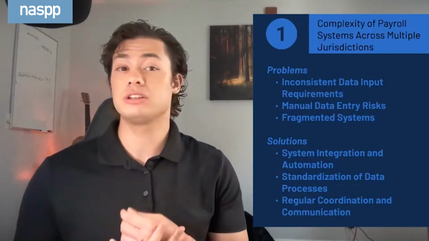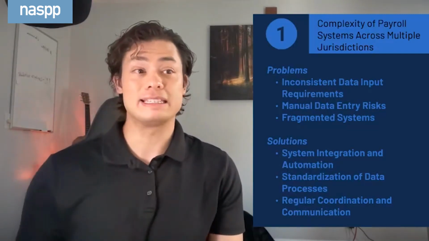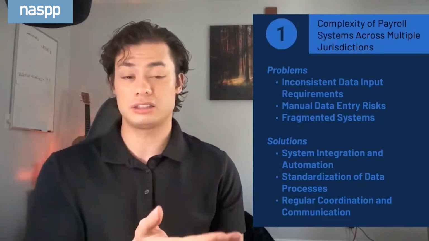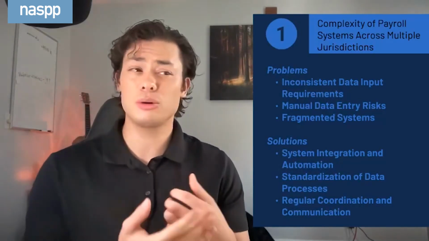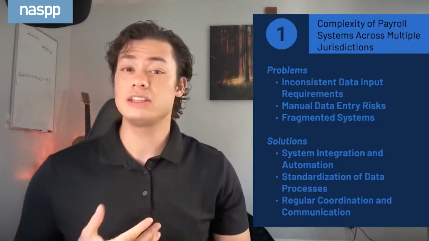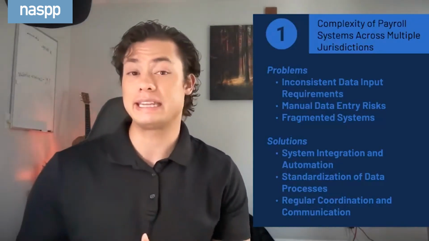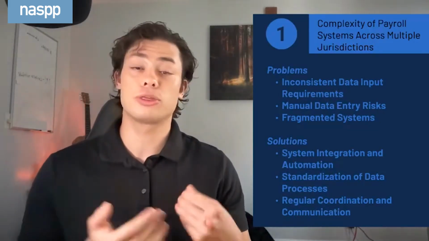But a way that companies can solve this are listed here below. So the first is system integration and automation. So how this helps with inconsistent data input requirements is if it's possible for you to implement tools that help consolidate data from various systems into a unified format, this can reduce a lot of the manual effort and help ensure more accurate data, or at least help protect you from any possible discrepancies that may have occurred through manual efforts.